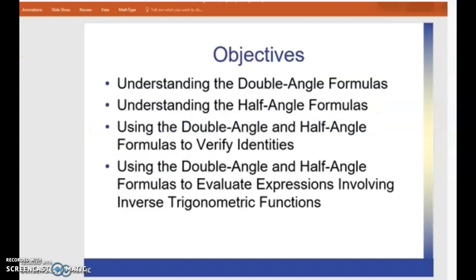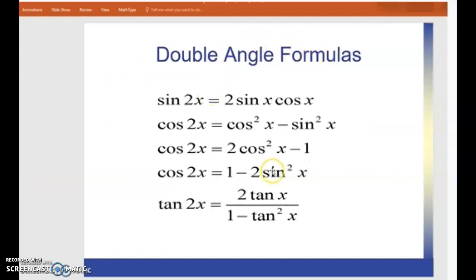The objectives are understanding the double angle formulas and half angle formulas and using these formulas. Your double angle formulas are here. Please pause the video, copy these, because you will be using them quite frequently. Note that there are three double angle formulas for the cosine of 2x. So in short, there are three things that can be substituted with the cosine of twice the angle.